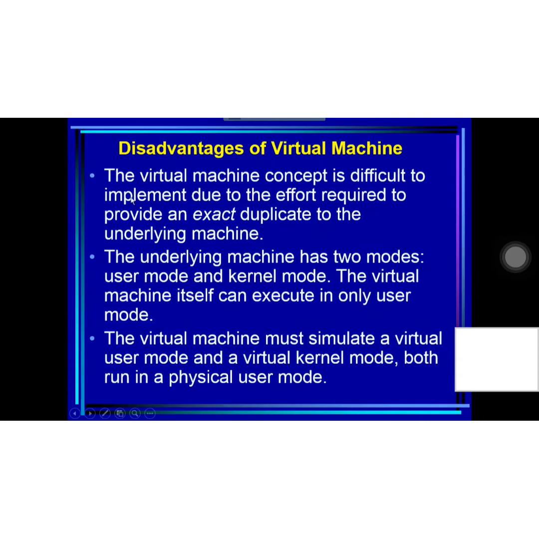Disadvantages of virtual machines. The virtual machine concept is difficult to implement due to the effort required to provide an exact duplicate of the underlying machine. The underlying machine has two modes, user mode and kernel mode. The virtual machine itself can execute in only user mode. The virtual machine must simulate a virtual user mode and a virtual kernel mode, both of which run in a physical user mode.